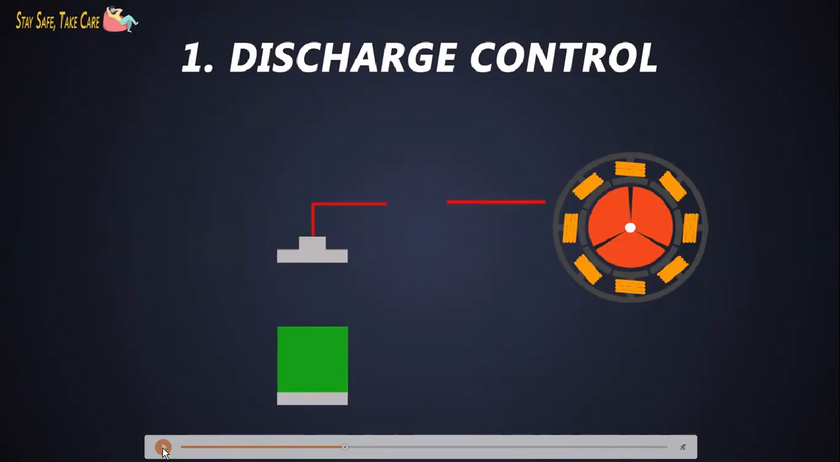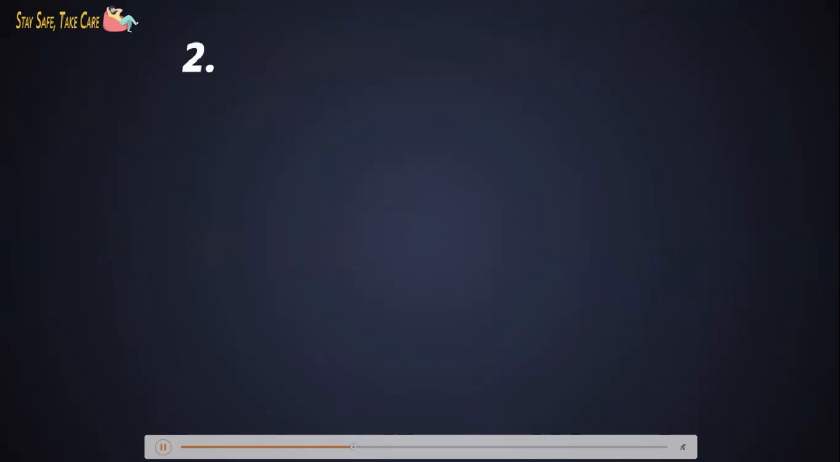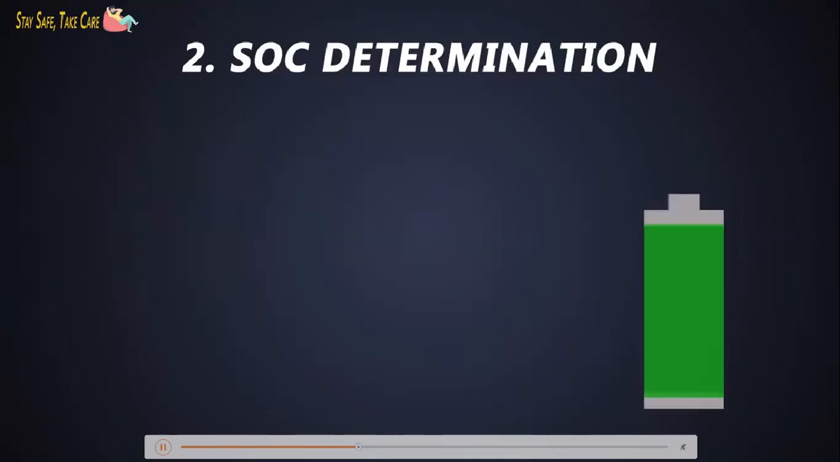Here first comes the discharge control, for keeping the battery healthy. The primary goal of a BMS is to keep the battery from operating outside of its safety zone. The BMS must protect the battery during discharge. And the second comes the SOC determination.